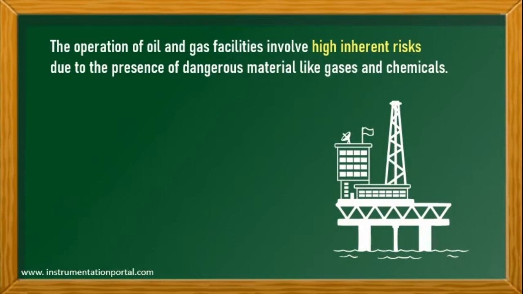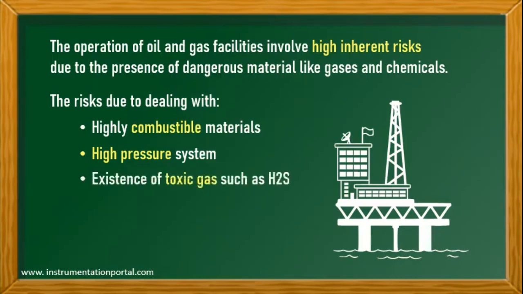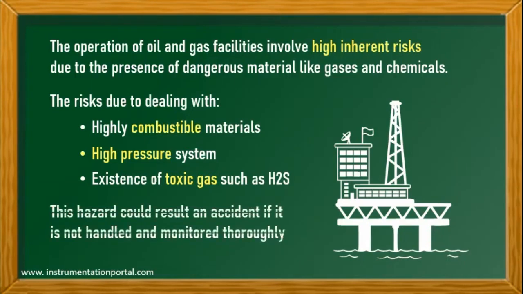Okay, we start. The operation of oil and gas facilities involves high inherent risks due to the presence of dangerous material, like gases and chemicals. The risks come from dealing with highly combustible materials, high-pressure systems, and the existence of toxic gas, such as H2S. This hazard could result in an accident if it is not handled and monitored thoroughly.